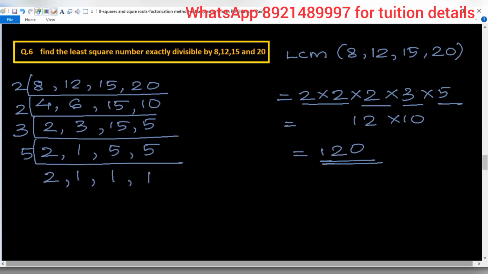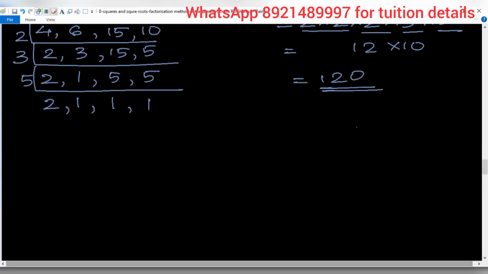Now, what was the question? Find the least square number exactly divisible. So is 120 a square number? We have to check. If it is not a square number, we have to find the least multiple of 120 which will become a square number. So we will factorize 120 and check whether it is a perfect square or not. From the first glance itself, we can understand that it's not a perfect square because it has only 1 zero. An odd number of zeros at the end of a number means it is not a perfect square.